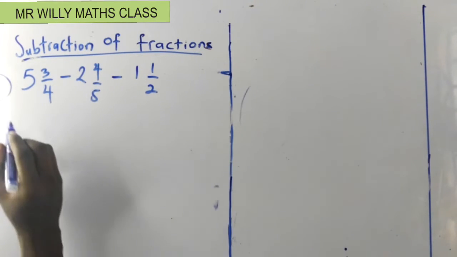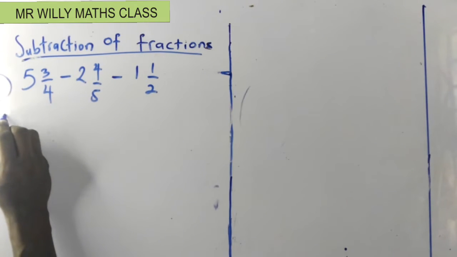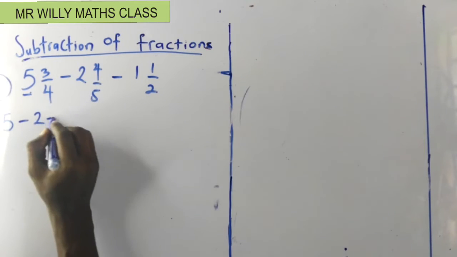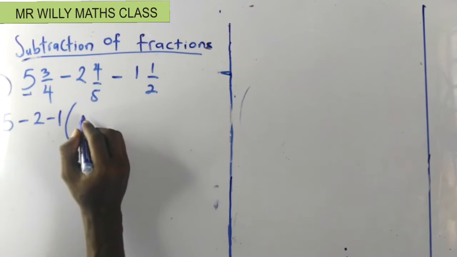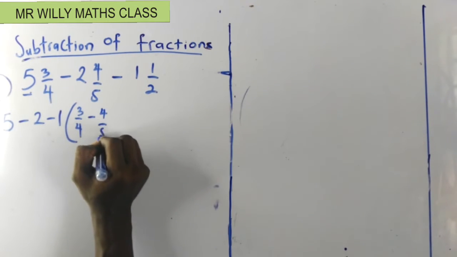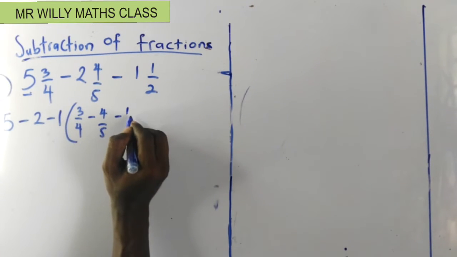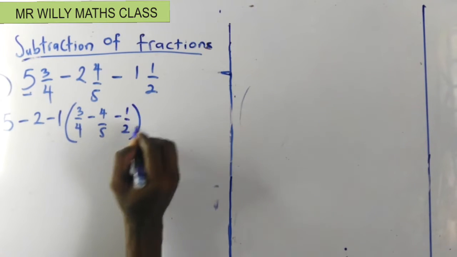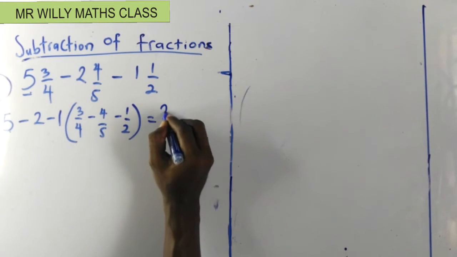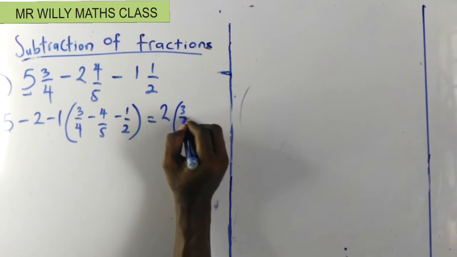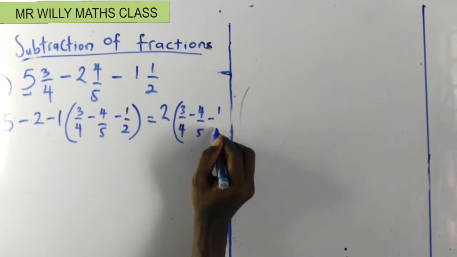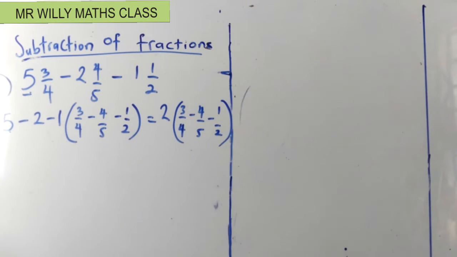Now, what you need to do is that you bring the whole number part out: 5 minus 2 minus 1. Then you put the fraction part inside the bracket: 3 over 4 minus 4 over 5 minus 1 over 2. That equals 5 minus 2, that will be 3. 3 minus 1, that will be 2, bracket 3 over 4 minus 4 over 5 minus 1 over 2. Then you look for the LCM of 4 and 5 and 2.